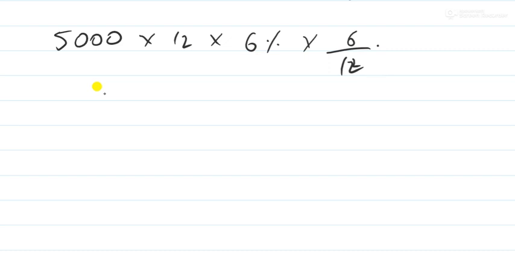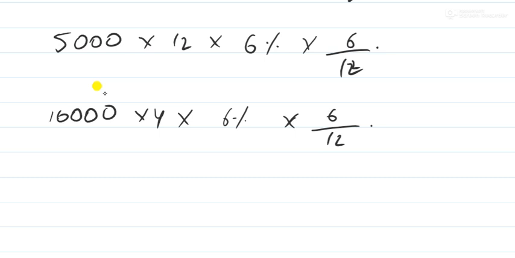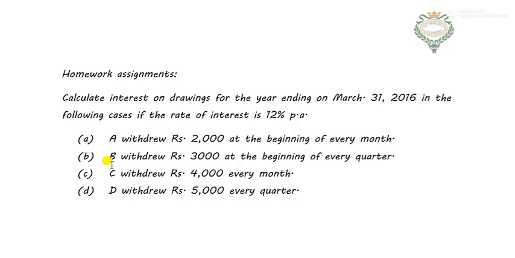So suppose 10,000 has been withdrawn by a partner in each quarter, so 10,000 into 4 into 6% into 6 by 12. Okay, I'm not calculating because this is just an example to show you what is to be done. If they give you in simple language, not middle, end or beginning, but they just say that a certain amount of money has been withdrawn each month or each quarter, then you just multiply it by the number of withdrawals and use 6 by 12.